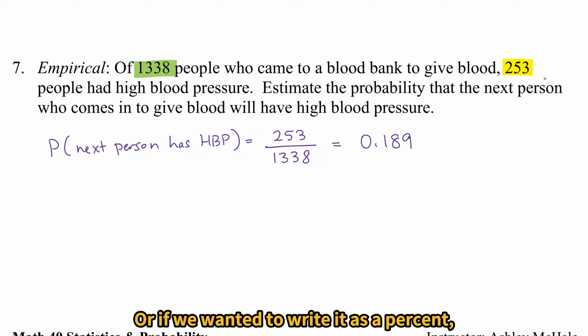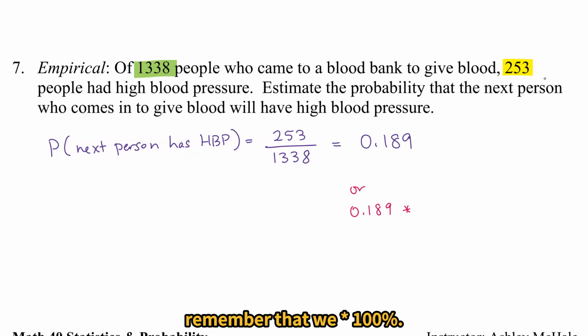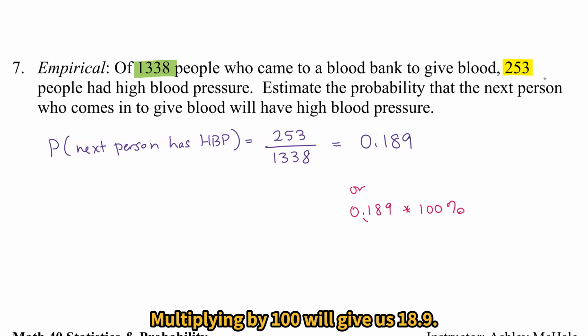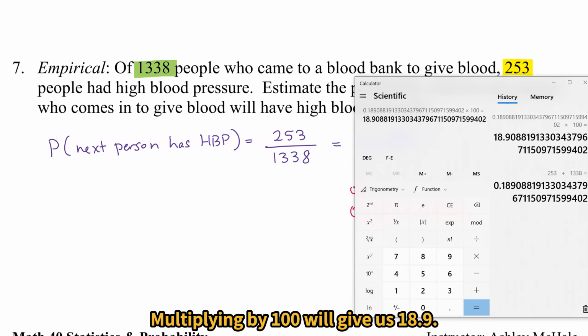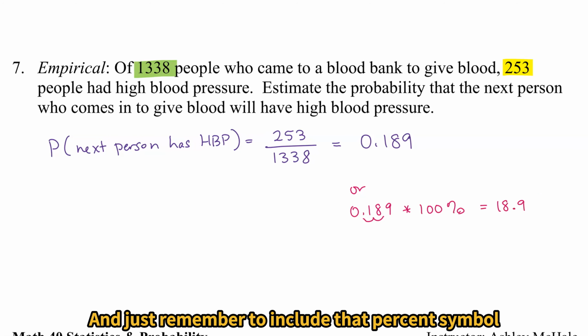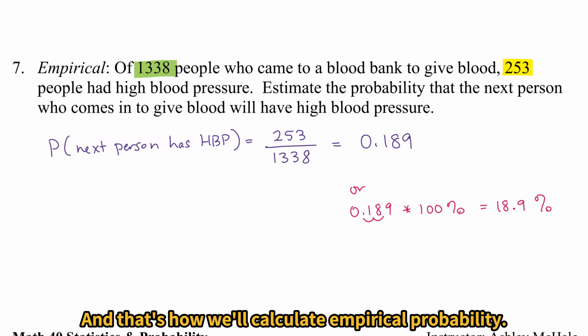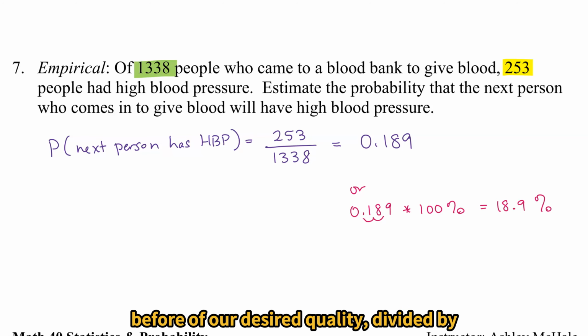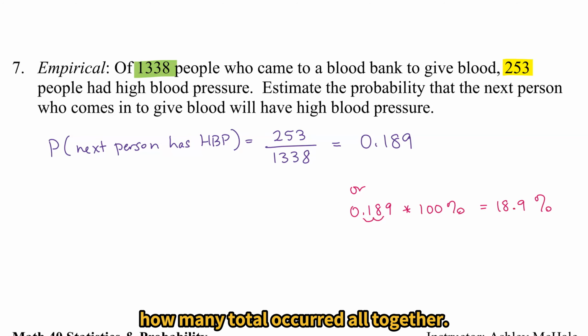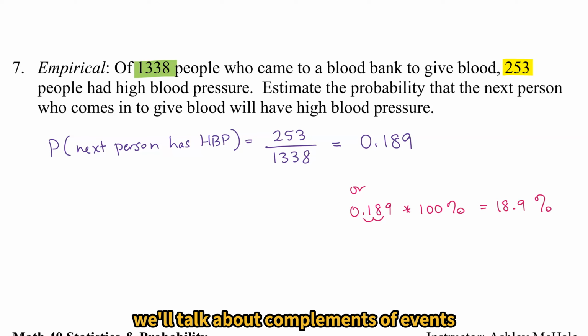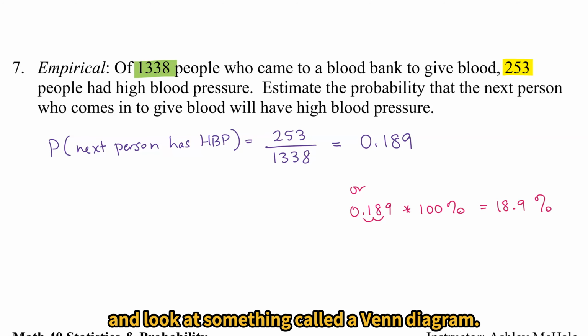Or if we wanted to write it as a percent, remember that we multiply by 100%. Multiplying by 100 will give us 18.9. And just remember to include that percent symbol on the end because 100% is a special form of 1. And that's how we'll calculate empirical probability. How many total did we have before of our desired quality divided by how many total occurred altogether. In the last part of this lesson, we'll talk about complements of events and look at something called a Venn diagram.